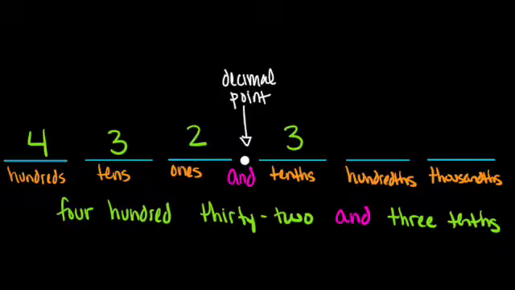Mathematically, we only use the word "and" to separate our parts from our wholes. And this is one way tests will try to trick students, because it sounds familiar. It sounds comfortable to say "four hundred and thirty-two." Sometimes it's even quick, right?